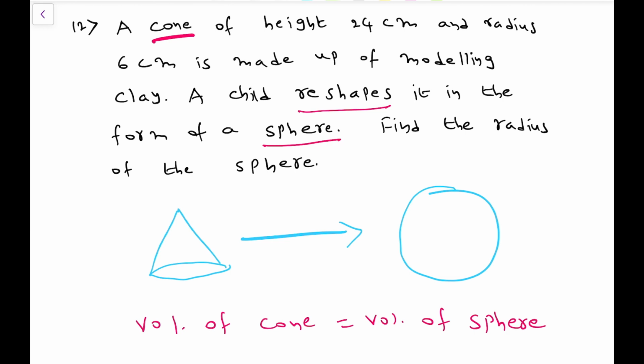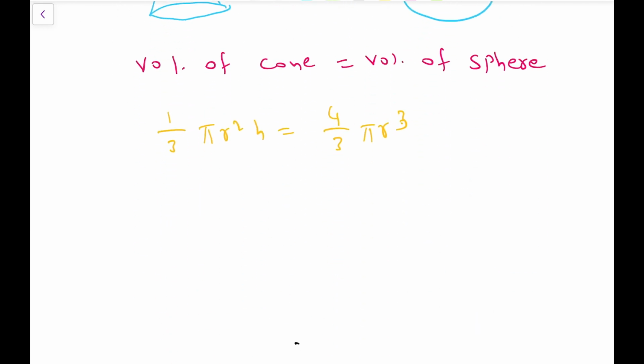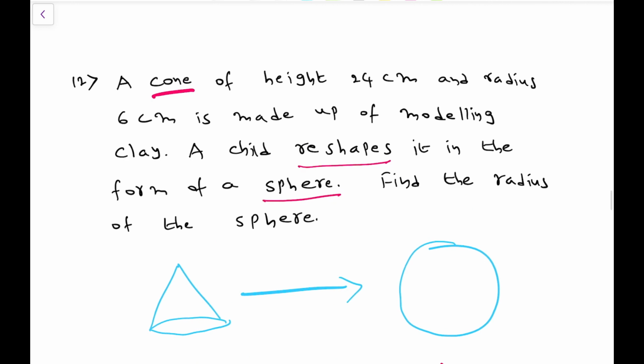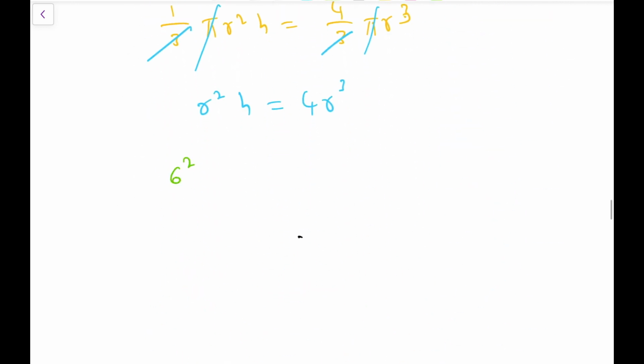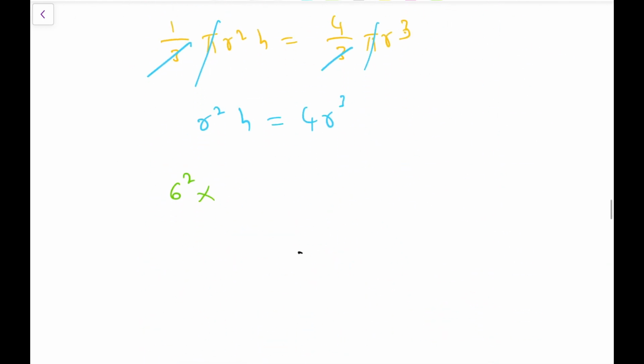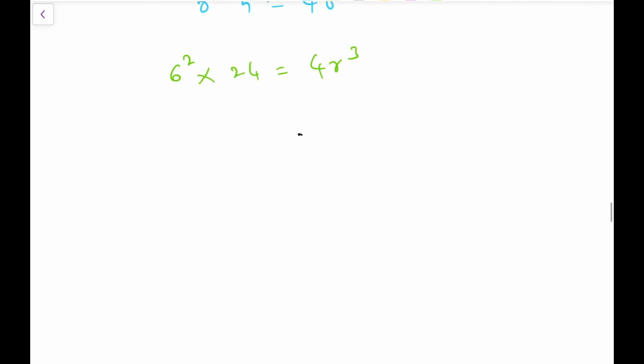Okay, next. Let us first see what simplification or cancellation we can do. In the denominator 3, in the denominator 3, the pi cancels. So we remain with r square h equals 4r cube. Now let us substitute. First, the radius of the cone is 6 centimeter, so 6 square into the height of the cone, 24 centimeter, equals 4 times r cube. We need to find the r cube value, so take the 4 to the other side. 6 square, I am writing simply as 6 into 6 into 24, divided by 4, equals r cube. Here we can do further cancellation.